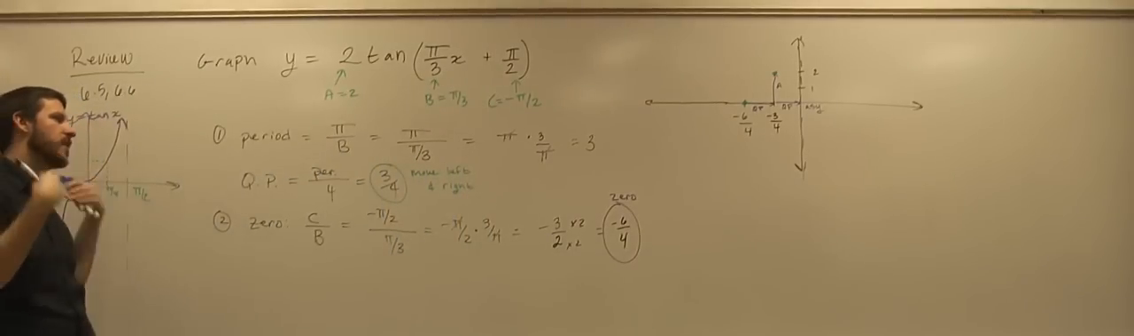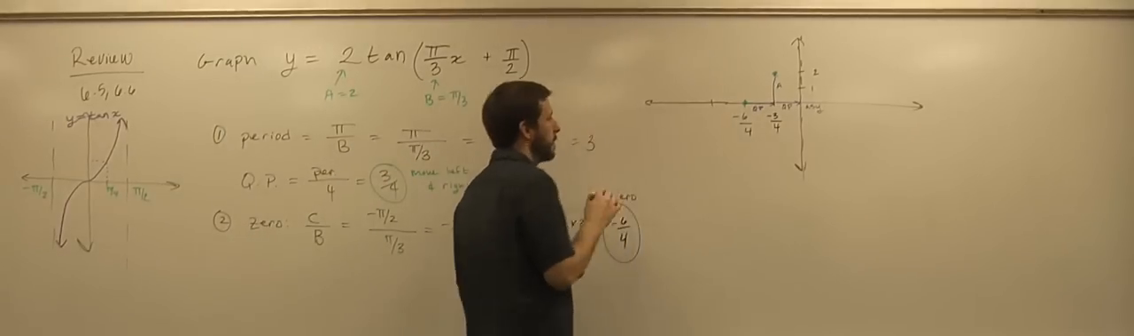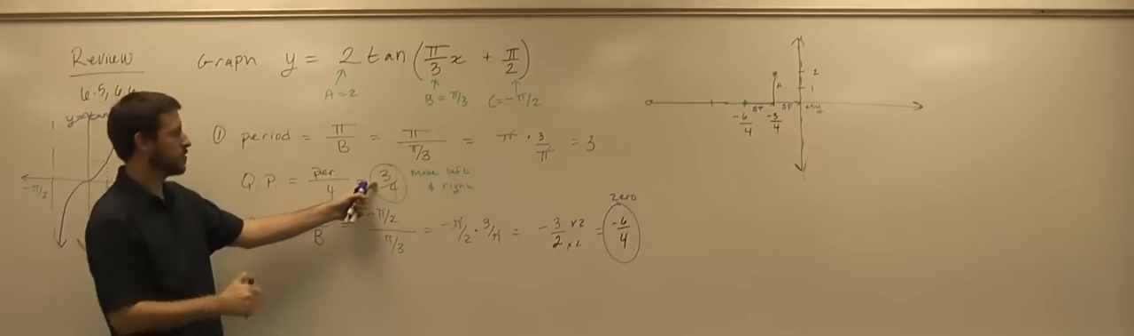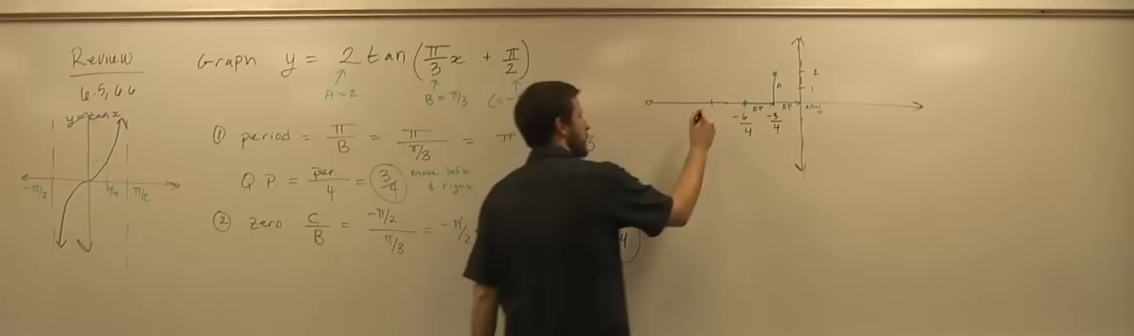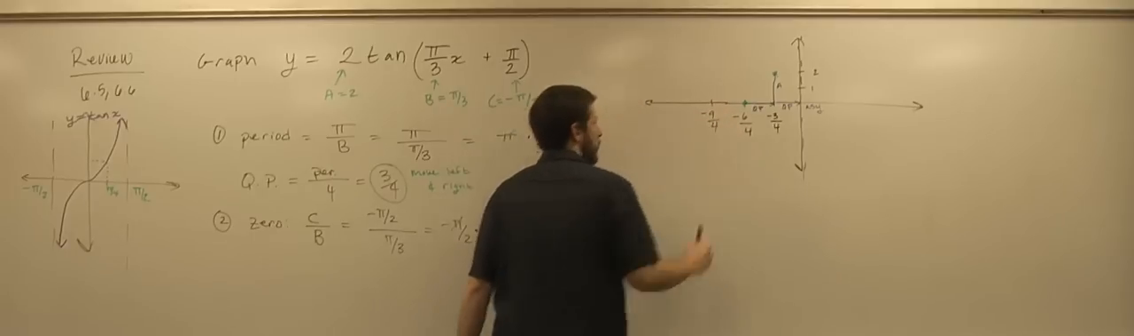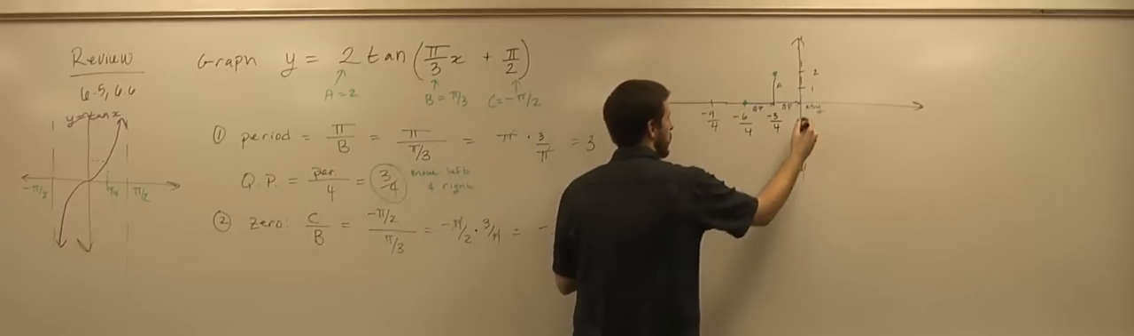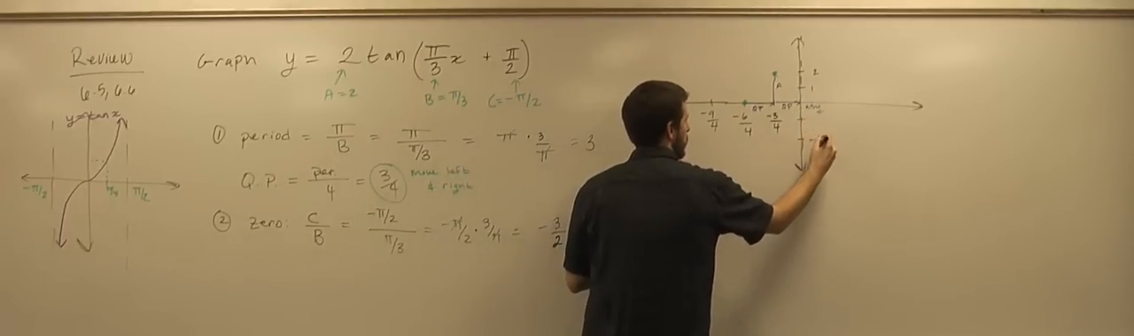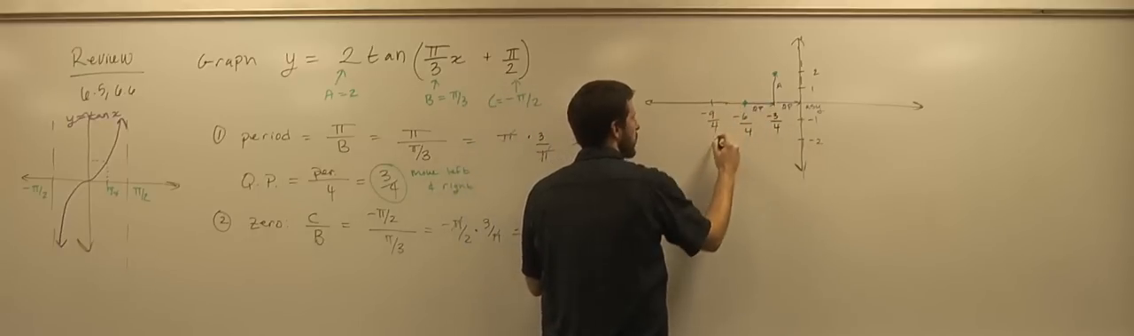And then I do the same thing in the other direction. 1 quarter period left, what's that going to put me at? You subtract 3/4 from negative 6/4 and you get negative 9/4. 1 quarter period left, what's my Y value? Negative 2. Now we go down instead of up, right? We go the opposite of A.